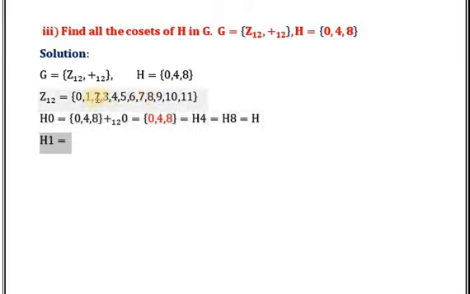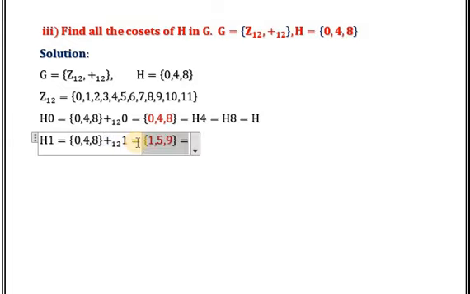Now find the next coset, H1. H1 means we are operating H with 1 under modular addition 12. {0, 4, 8} plus modulo 12 with 1 is equal to {1, 5, 9}. Add 0 to 1, it is 1. 1 plus 4 is 5. 1 plus 8 is 9. Again one more coset, H5, will be the same as {1, 5, 9}. With 5, when you operate, the same elements we will get. Even H9 is the same coset. So repeated cosets we are not considering here.